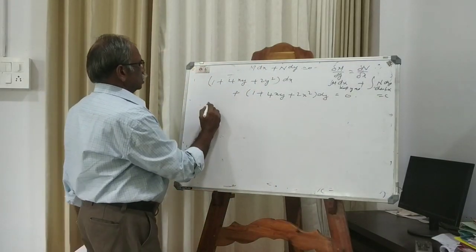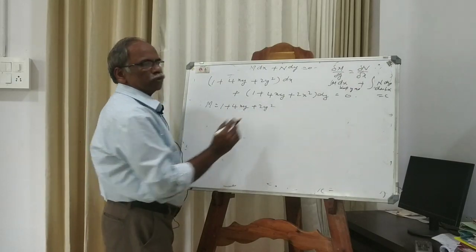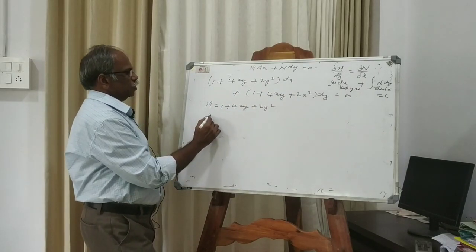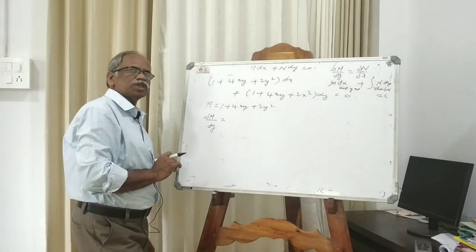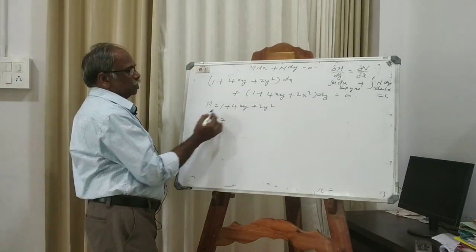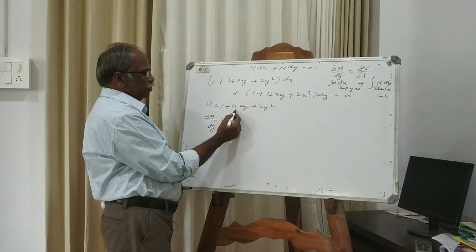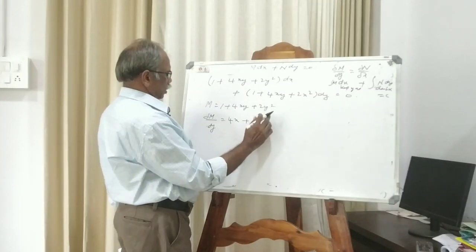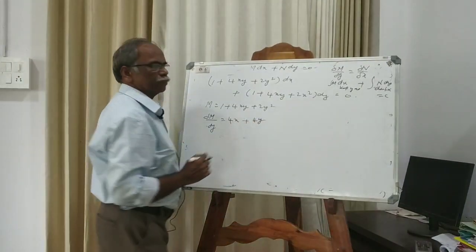So, the value of M here is 1 + 4xy + 2y², the term containing dx. We differentiate M partially with respect to y, which means keeping the other terms as constant. The derivative of 1 is 0. For 4xy, 4 is a constant and x is a constant, so this becomes 4x. Then 2y² becomes 4y.